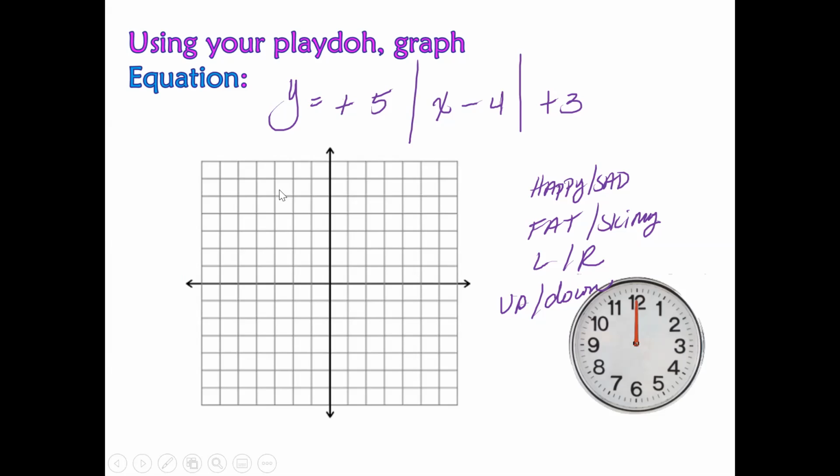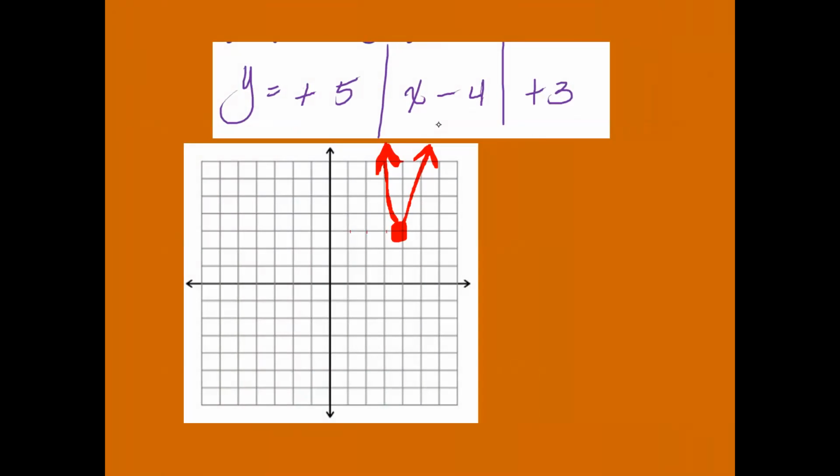Okay, last one. Pause the video and graph it. 3 means you're going to go 3 up. 4 means you're going to go 4 to the right. 5 means that it is a happy face, so it's right side up, but it's going to be a very skinnier version. So that's what it looks like, and your vertex is at +4, +3.